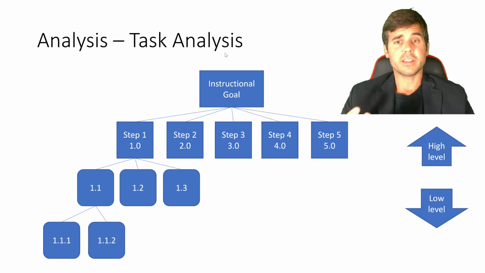Now on the right-hand side, I have high level and low level, which indicates knowledge. Like the high level knowledge is higher, like step 1, 2, 3, 4, 5 are probably high level tasks, like problem solving type tasks. And I'm breaking those down into low level. What is all the content needed to actually do them?